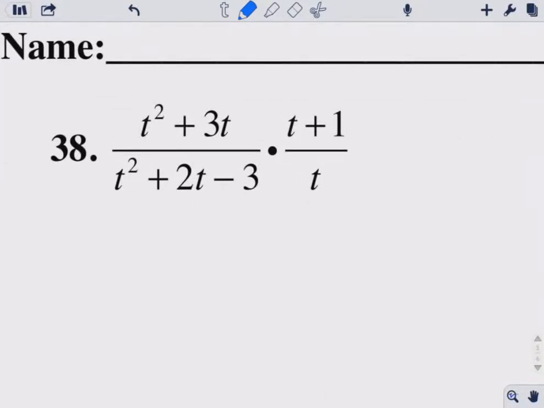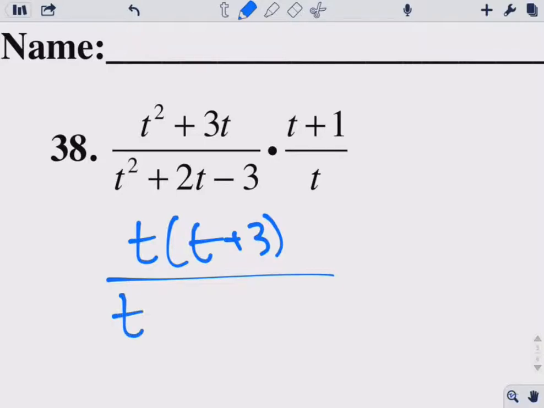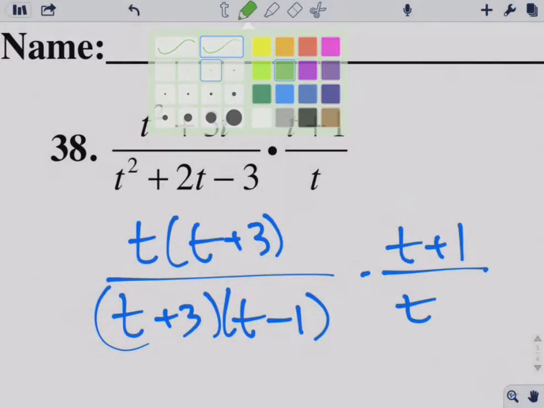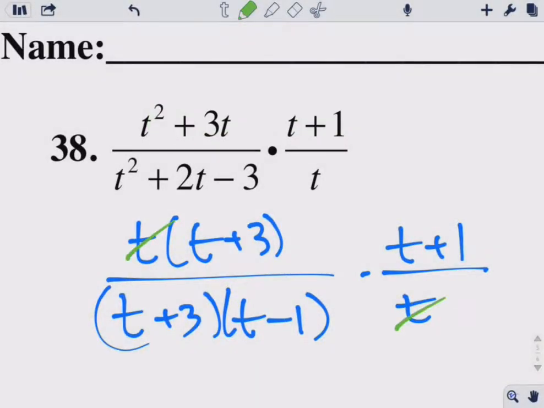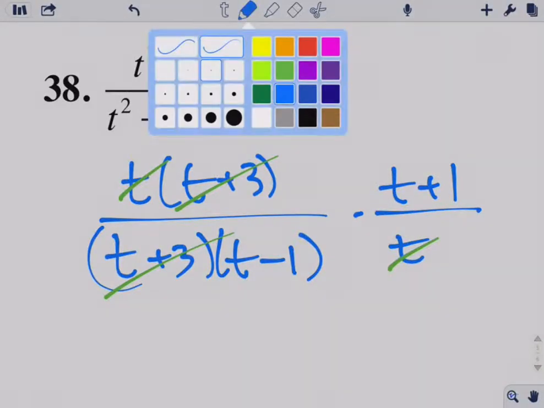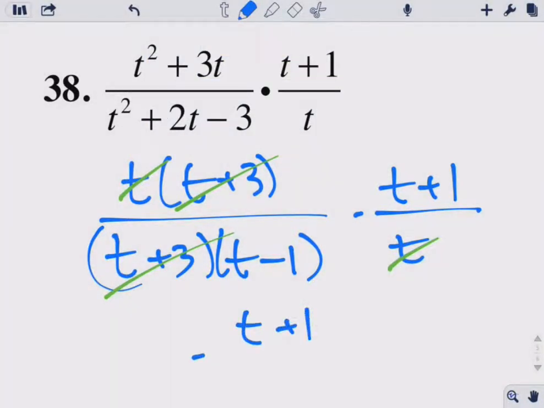Okay, factor where you can factor. Pull out a t on the top, that's t times t plus 3. Factors of negative 3 that add to positive 2 are t plus 3, t minus 1, times t plus 1, t. Note, looks like something will cancel. Don't mistake the t plus 1 and the t minus 1. So we get t plus 1, t minus 1. That's your answer.